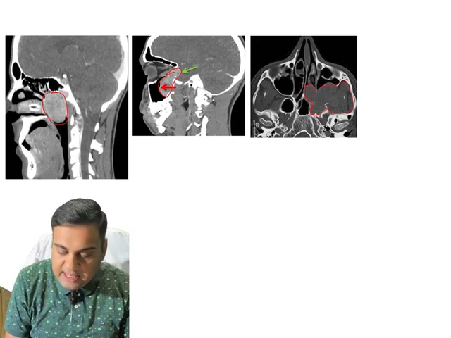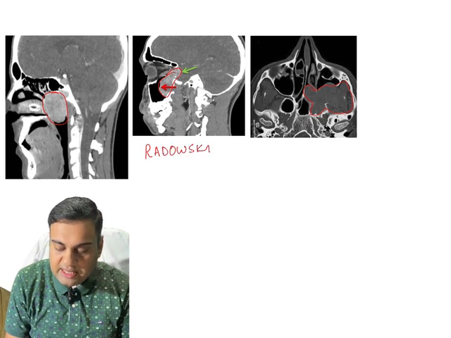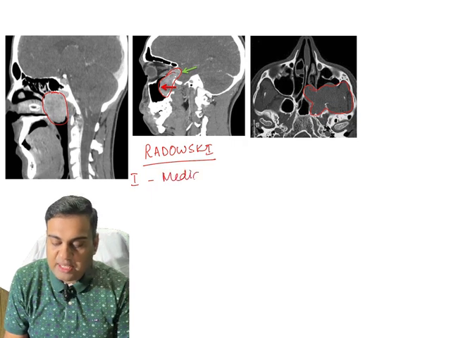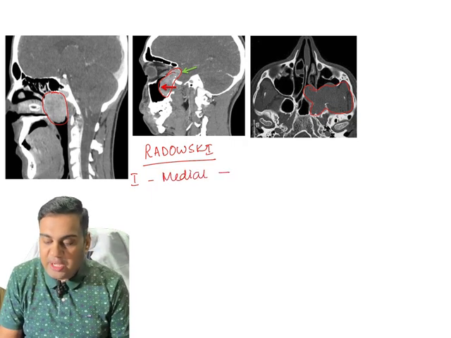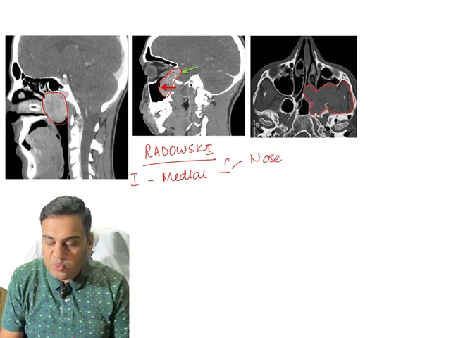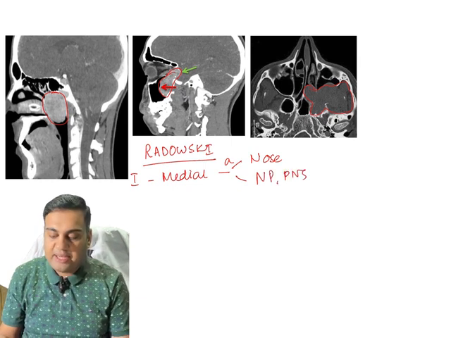So there is a staging that has been given, that is the Radowski staging. What does the Radowski staging say? Stage 1 is the medial spread. So where is the medial spread going? Into the nose. So stage 1A is nose and stage 1B is nasopharynx and the paranasal sinuses, right?